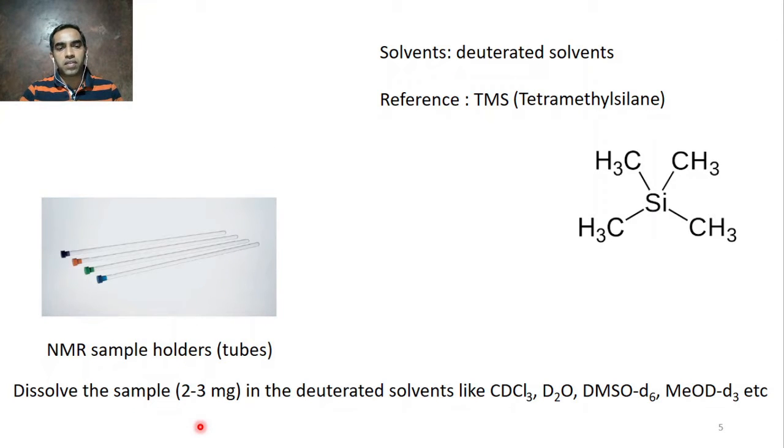Remember, not too much sample. 2 to 3 mg is the standard. If it is not soluble, you can add a little bit more. Otherwise, 2 to 3 mg of sample. And most of the time, TMS you don't have to add from the top. The standard is already dissolved in the CDCl3, D2O, DMSO-d6. When you purchase these NMR solvents, they already have the standard added and stabilized, so you don't have to add it from the top.